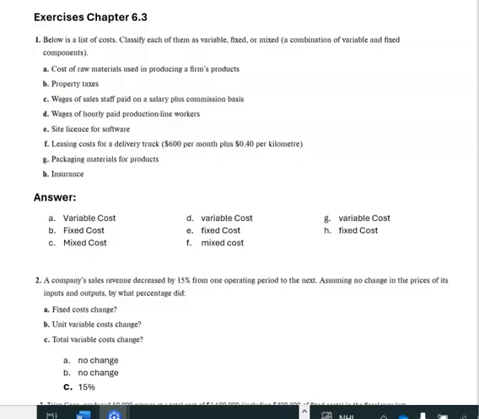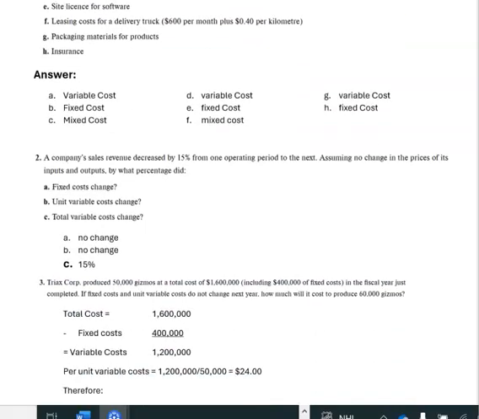Wages of hourly paid production line workers, definitely a variable cost. The site license for software is a fixed cost. The leasing costs for a delivery truck, that's a mixed cost. As you can see, you have to pay $600 per month plus 40 cents per kilometer. So this one, instead of being in direct relation to the number of products that we sell, it has to do with the number of kilometers that we drive. Packaging materials for products, variable, and fixed cost is for insurance.